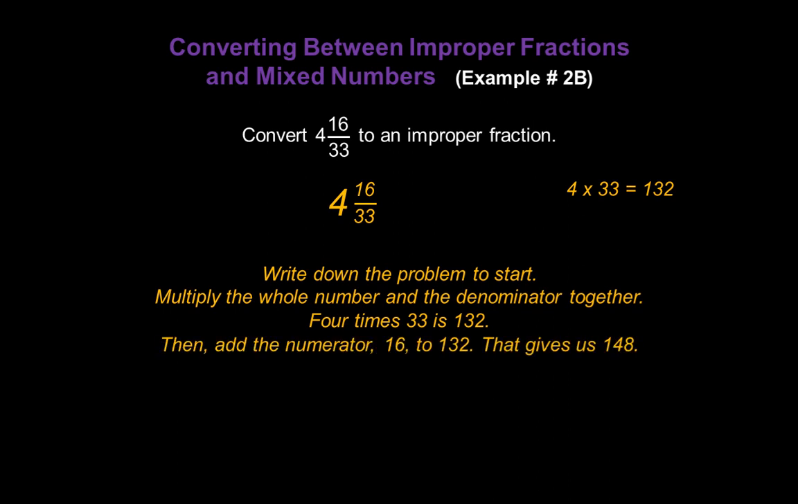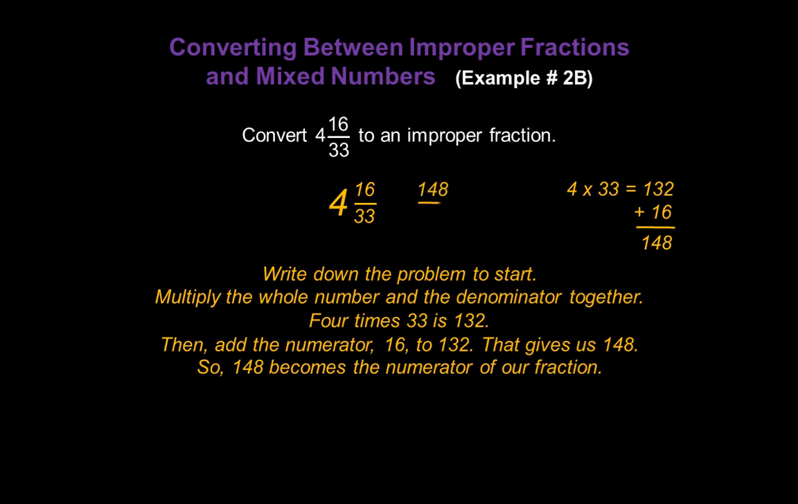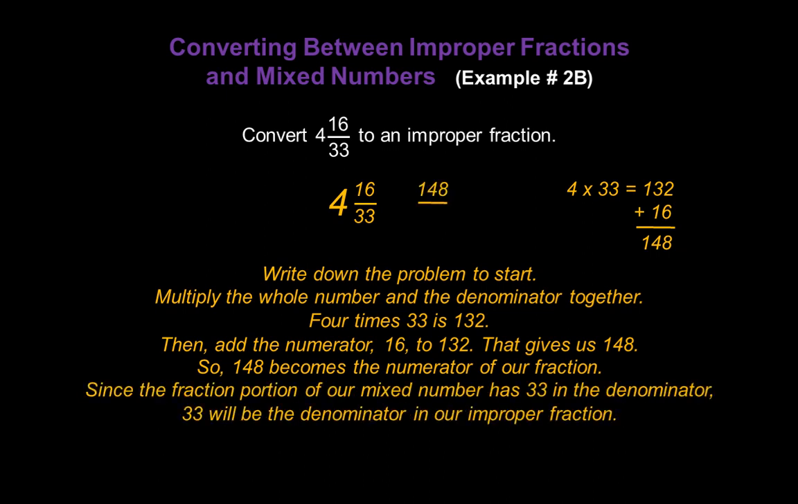Then I'm going to add the numerator, 16, to the 132. So add 16 to that, and that's going to give us 148. So 148 becomes the numerator of our improper fraction. And since the fraction portion of our mixed number has 33 in the denominator, 33 will be the denominator of our improper fraction. So 4 16 over 33 is equal to the improper fraction 148 over 33.